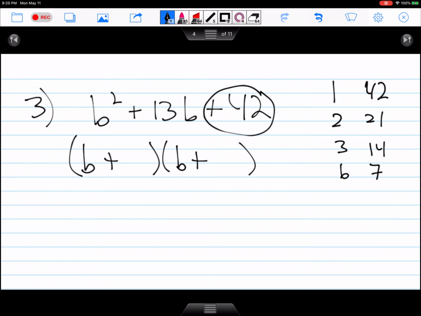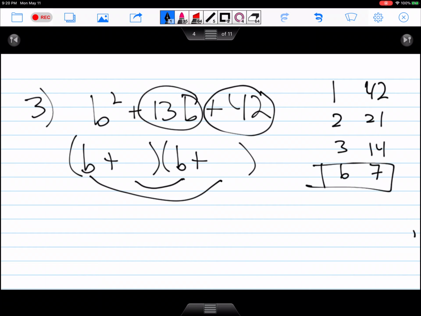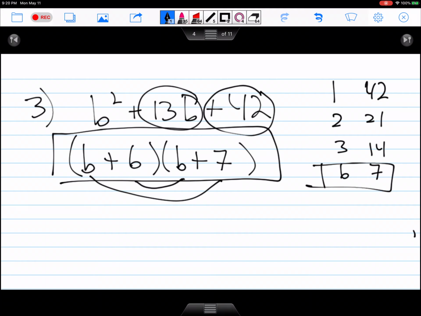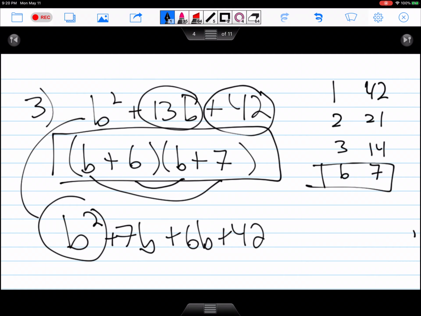Yep. Okay. So I know this times this equals 42, but I have my b times that unknown and this b times that unknown. A sum has to equal 13b. So I'm looking at that pair right there, 6 and 7 is 13. That has to be my binomial. So I'm going to check it. b times b is b squared. b times 7 is 7b. 6 times b is 6b. 6 times 7 is 42. There's my b squared. There's my 13b. There's my 42.